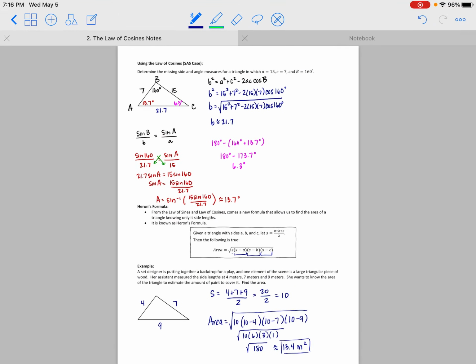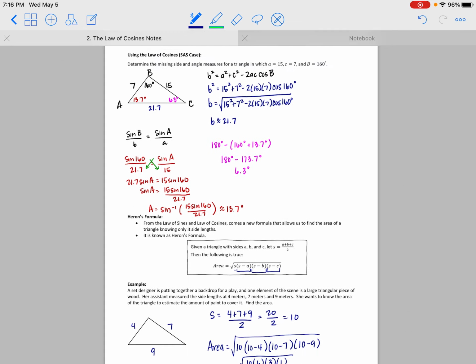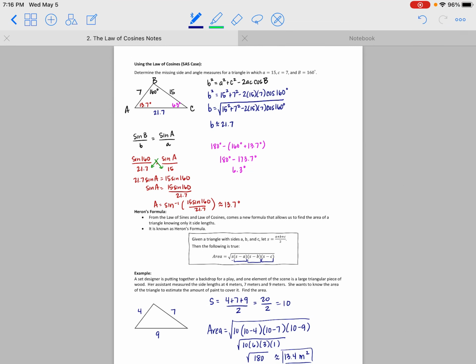Okay, so thank you, Heron, for that lovely formula, and we can thank some other mathematicians for our law of sines and cosines, because now we can solve triangles, right? Yay. So hopefully you've got enough to get going on your practice. The practice isn't going to be too involved. So like I said, you should be okay there.